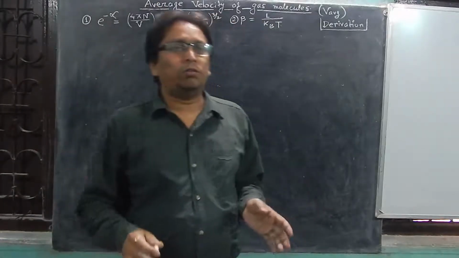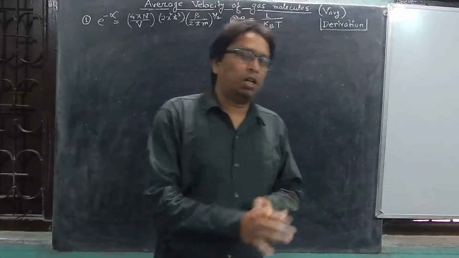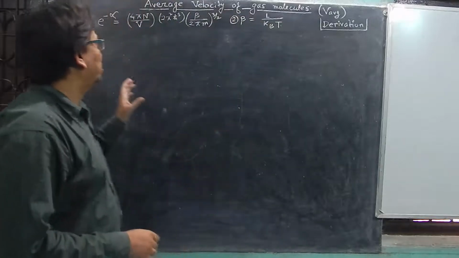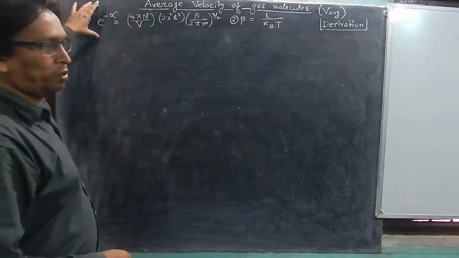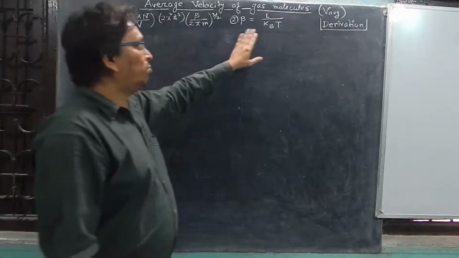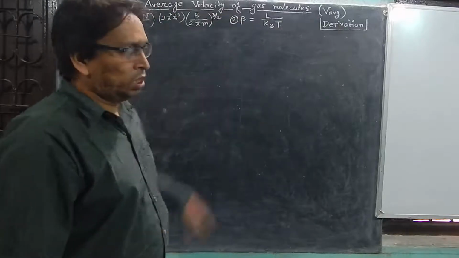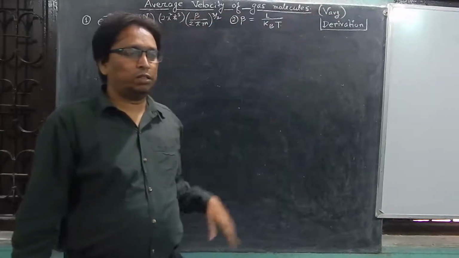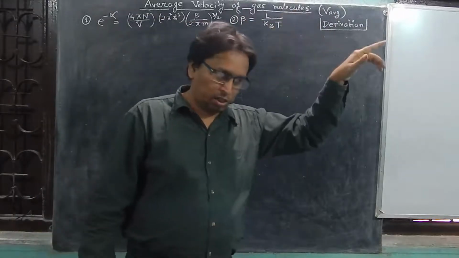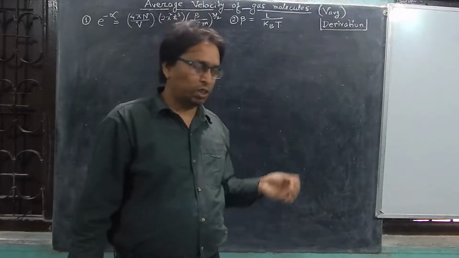Well, now we want to find out the average velocity of gas molecules, and for this, some previous knowledge is required. First of all, you should know the value of e to the power minus alpha, and this is the value of beta, that is 1 by kBT. We have derived these two things. At the top, you can see the link which is given, and from there you can see the respective videos and find how I have derived those things.